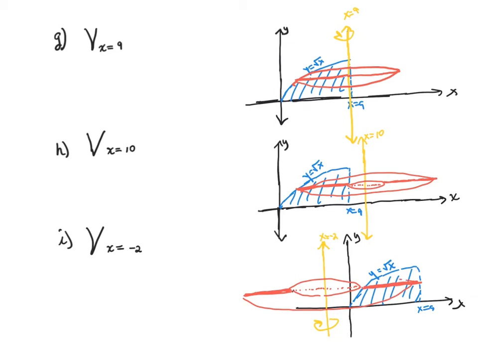I'm trying to get my washers just right, but it's a little hard. But again, that's all we need. We just need one washer. We don't really care what the solid looks like. This is enough to help us set up our integral.